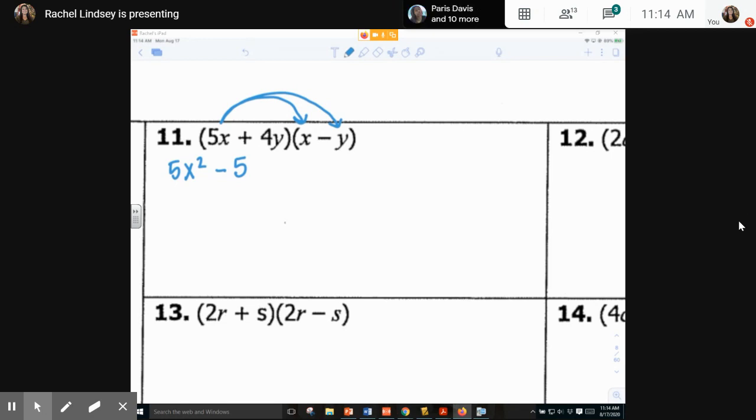And then xy. We can't combine those, but we're just multiplying them, so you just put them together. X times y. Okay, then 4y times x is 4xy. I like to keep them in alphabetical order like that, x then y. If there was a z, it would be xyz. And then 4y times negative y. Negative 4y squared. There's no x in that one. Oh, yeah.